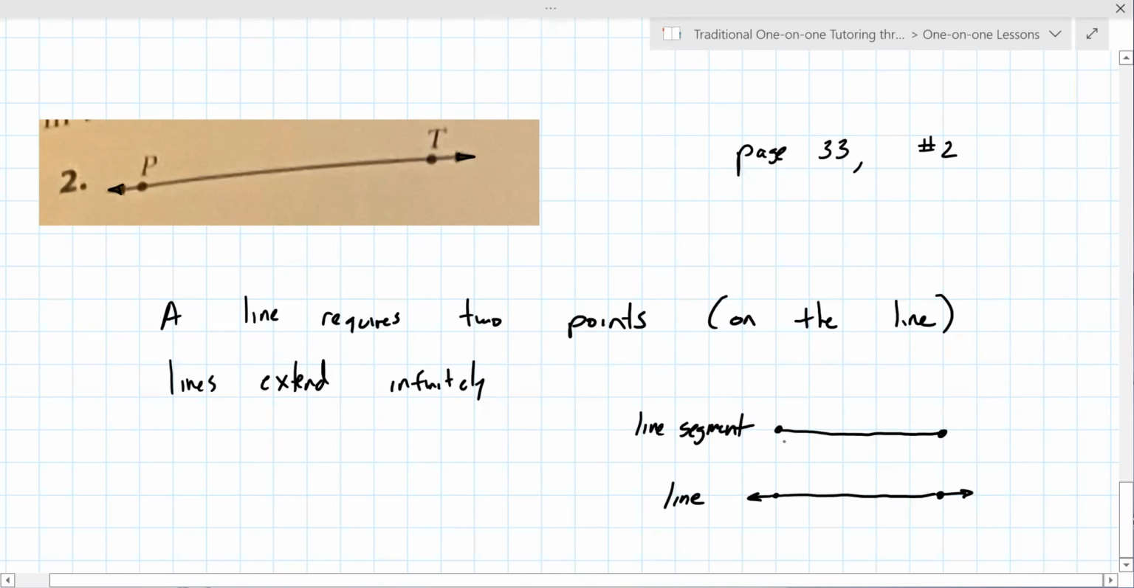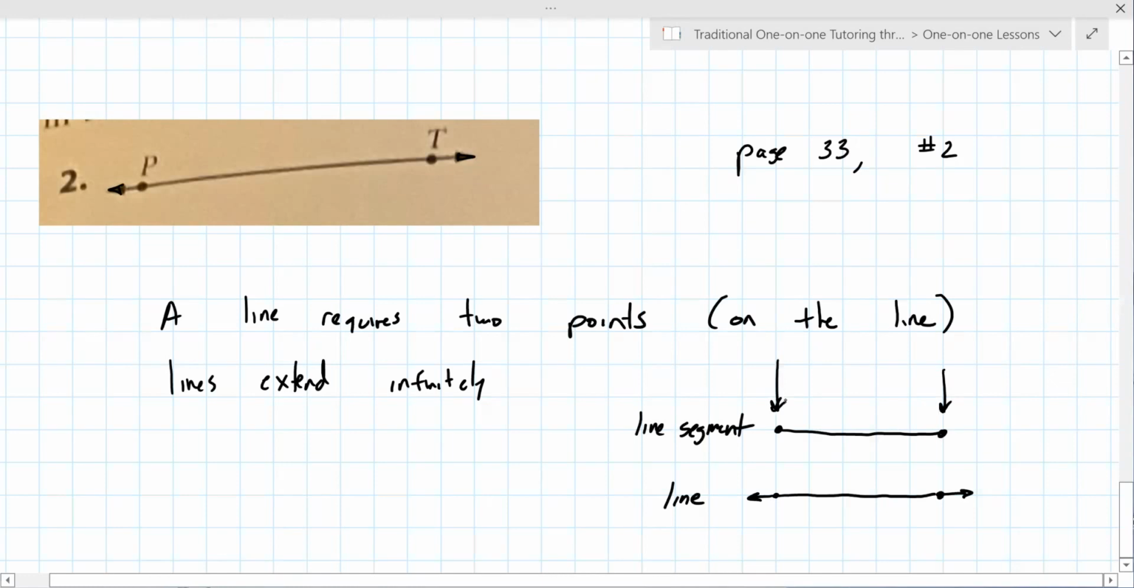Segment means it's fixed in length. A line extends forever. You can understand why, because if you were to draw a line, you don't have the ability to draw it forever. You have to stop. That's why we call it a line segment. So the key here is realizing that the line extends forever. The line segment does not. It terminates. It ends.